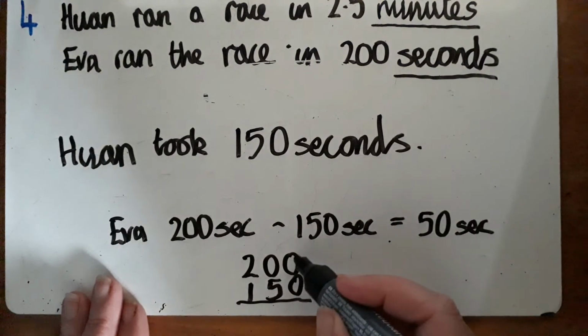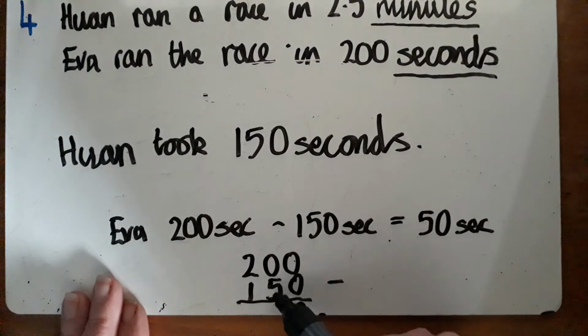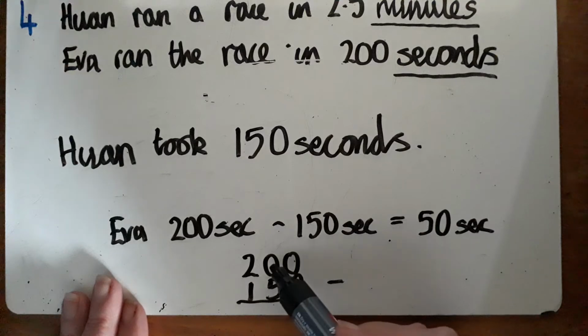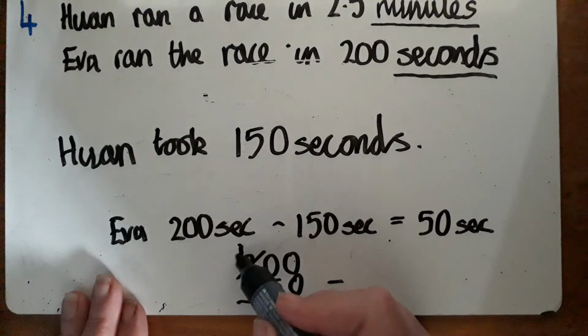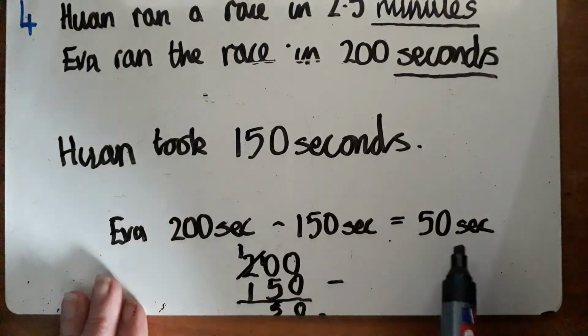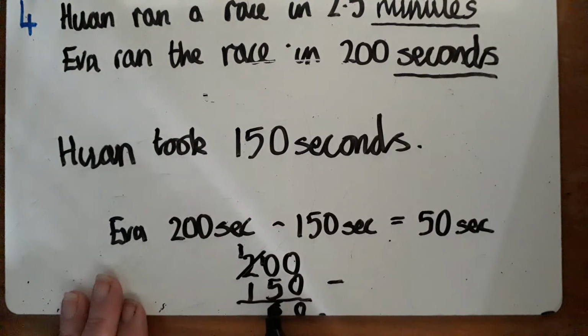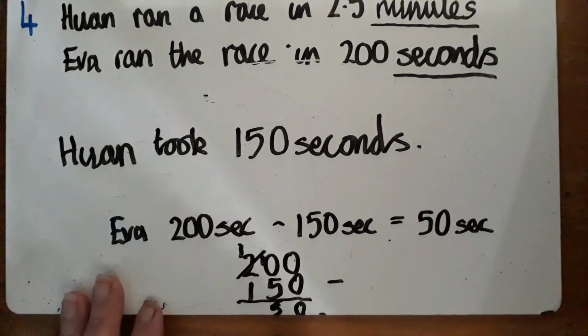Okay, 0 subtract 0 is 0. 0 subtract 5 we can't do. So we have to exchange one of the hundreds, bring it across into the tens. We now have 10 subtract 5, which is 5, and 1 subtract 1 is 0. So there we can see the column method and calculating it in our heads.